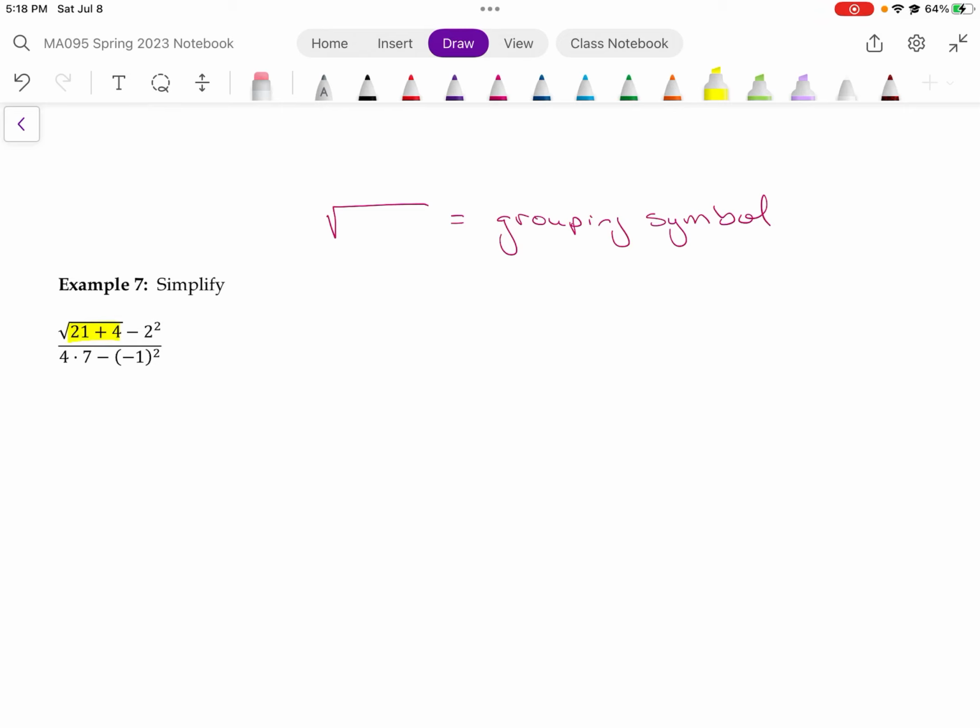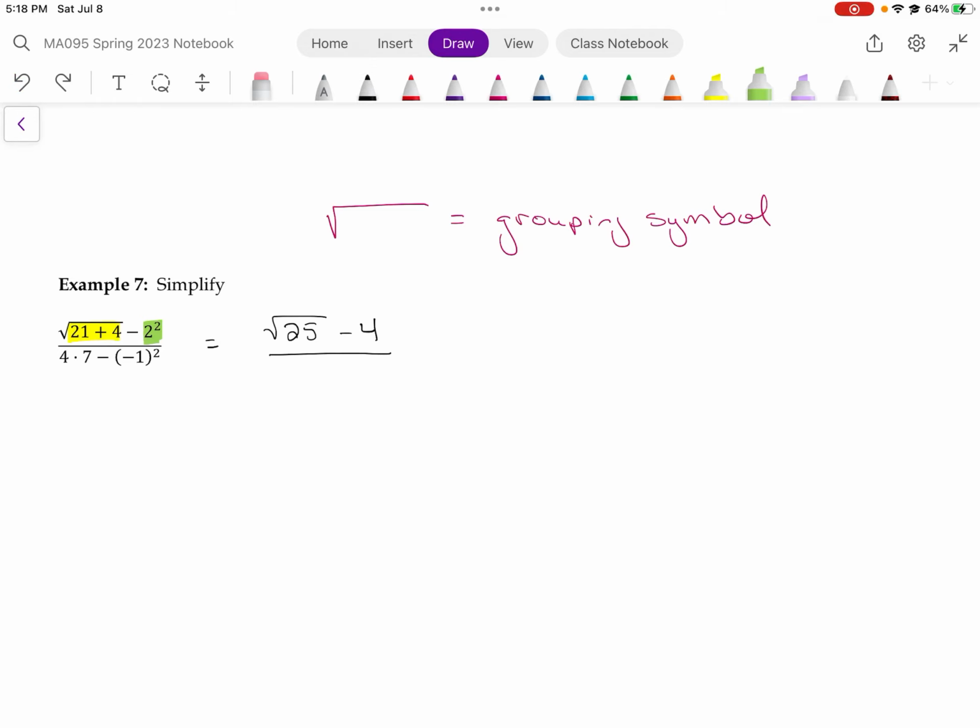21 plus 4. All right, so I get 21 plus 4 is square root of 25. Don't get in a hurry. The next one I've got, this is separate. The minus is going to come later. I'm going to go ahead and deal with that 2 squared. So 2 squared is 4. Minus 4. Okay, so the minus stays. This minus right here, it stays. And it happens at the very end after everything else. Subtraction and addition happen last.